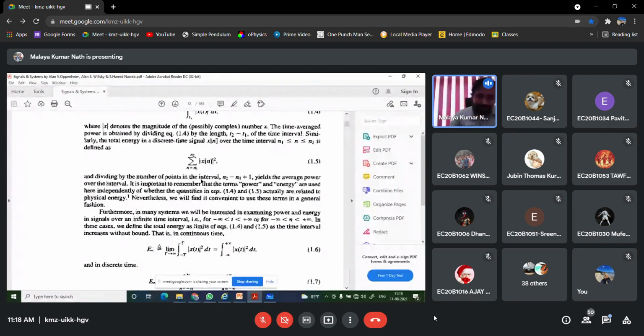So that can be represented as E of infinity. That means the energy over an infinite interval can be represented as the limit as T tends to infinity of the integration from minus T to T of x(t) squared dt. So this will give rise to your energy. As T is tending towards infinity, I can write that the energy is equal to the integration from minus infinity to infinity of x(t) squared dt. So this is called your energy.